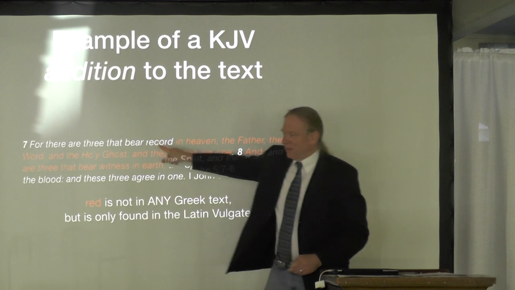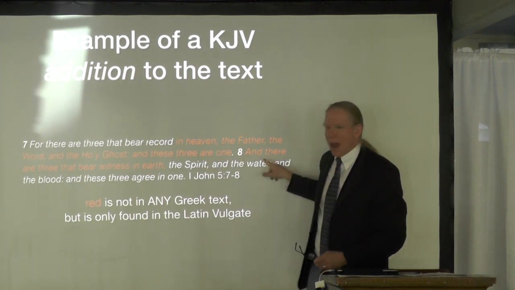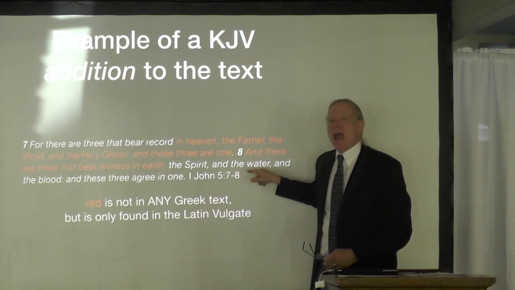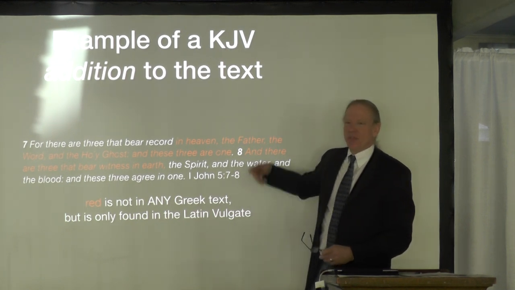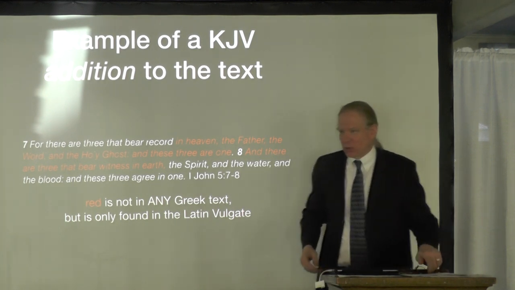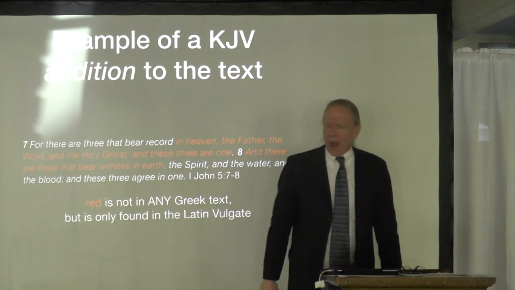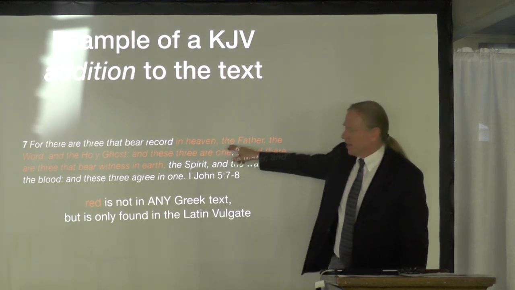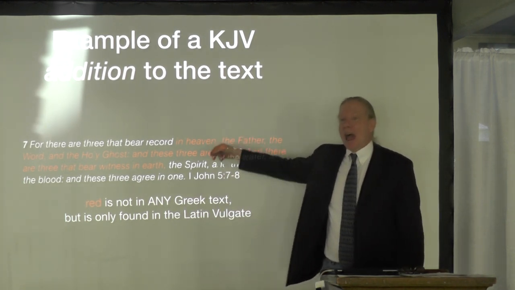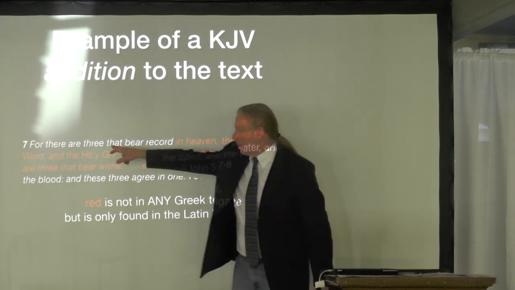The white is what the Greek text says. The red is what the Latin Vulgate adds, and therefore what the King James Version added. So again, I know King James folks are saying, look at all these things these liberal Christians took away from the Bible. No, it's just the opposite. Look at all these things the King James Version added to the Bible that aren't in any Greek texts.